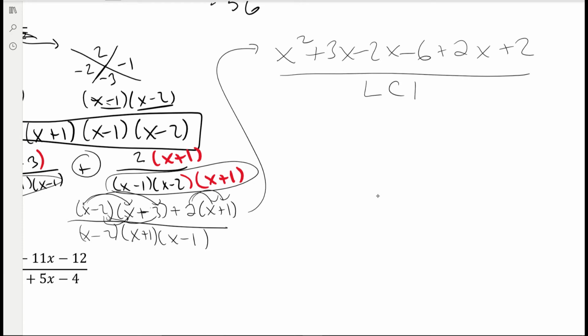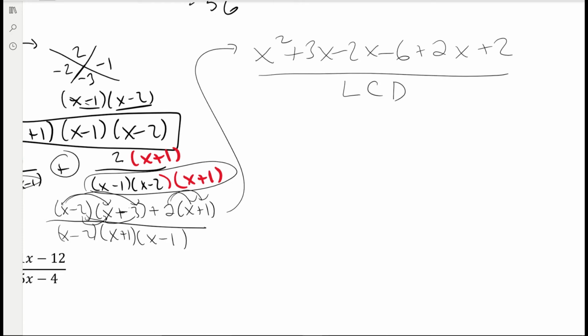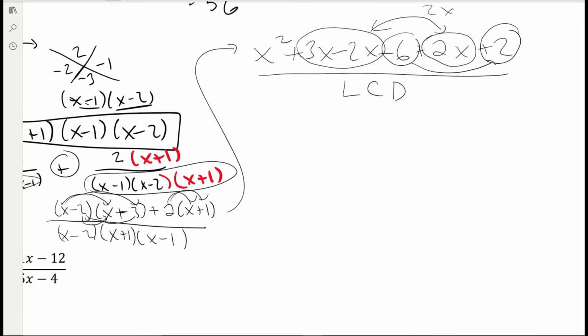Over, at this point I'm going to call this the least common denominator, because I don't want to write that denominator multiple times until the very end. Okay, so now we're going to have to simplify this. So we've got x squared plus 3x minus 2x, that becomes a 1x. And then 1x plus 2x gives us 2x. And then we have negative 6 plus 2 is negative 4. So we have x squared plus 2x minus 4. Now I can go ahead and write out the least common denominator as such.